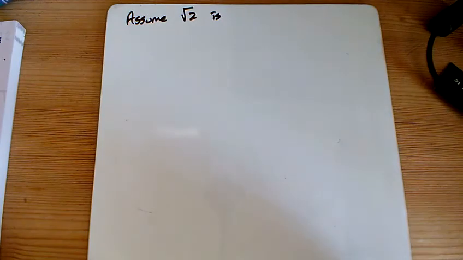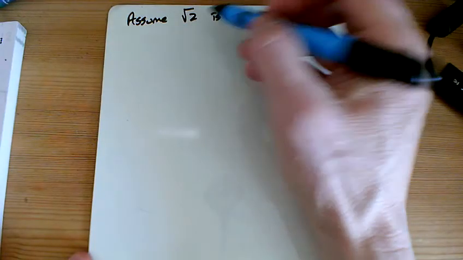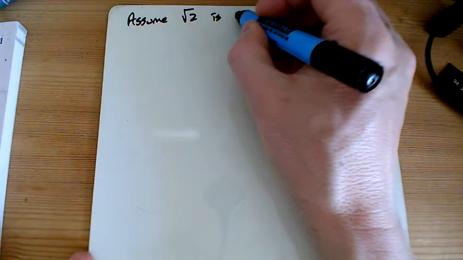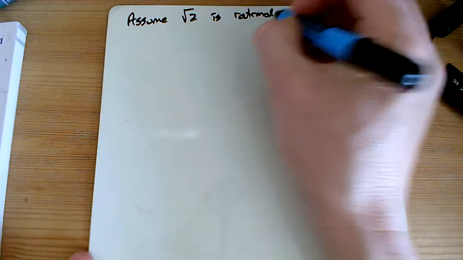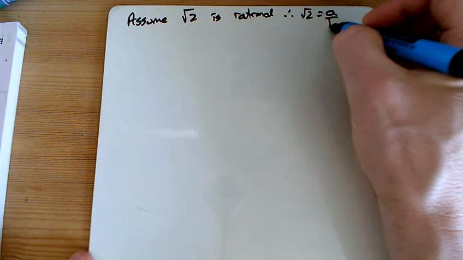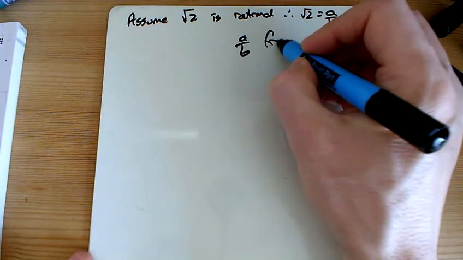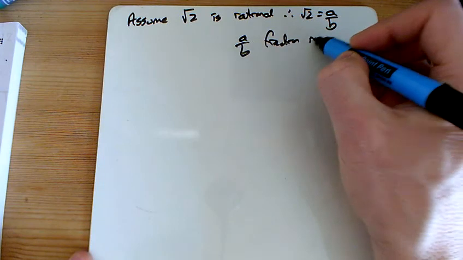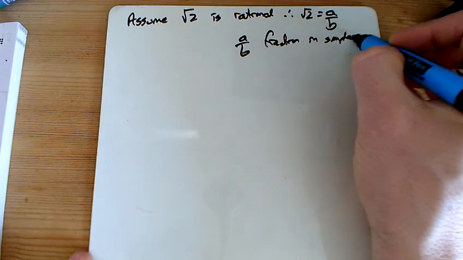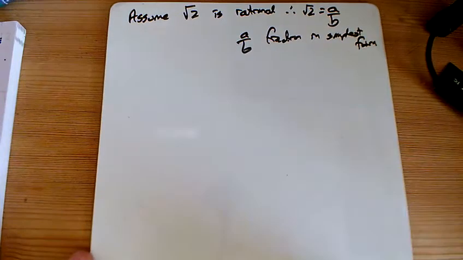Question 12 is the proof that root 2 is an irrational number, one of the two proofs you've tried to learn. I'm sure I've done a video on this before, but you start by assuming that root 2 is rational. And so, therefore, root 2 is equal to a over b, where a over b is a fraction in its simplest form. So you assume the opposite of what you're starting with.